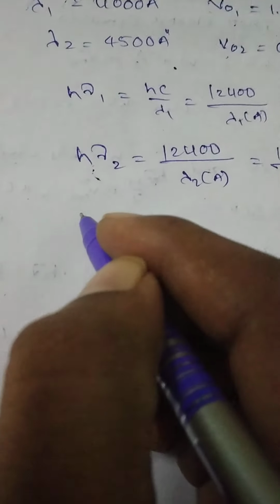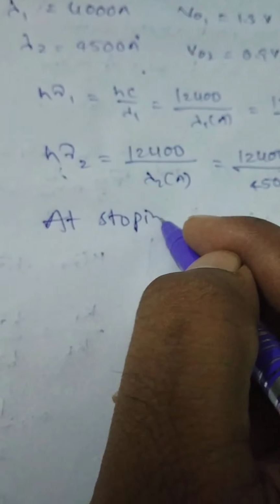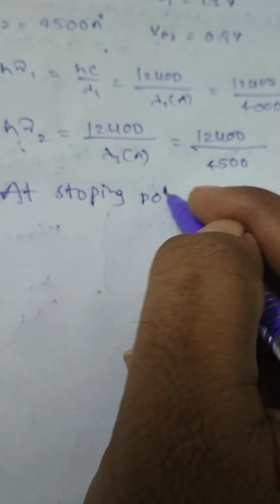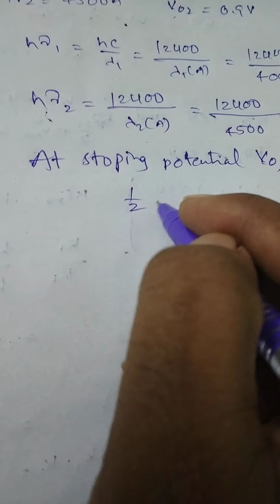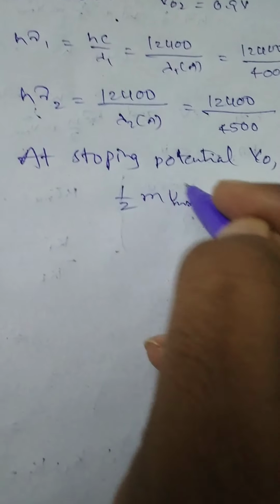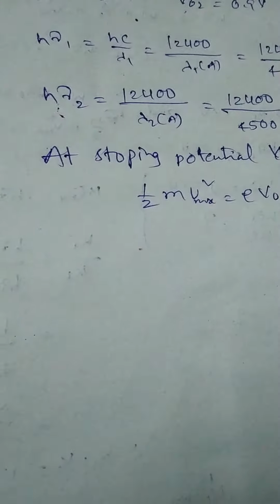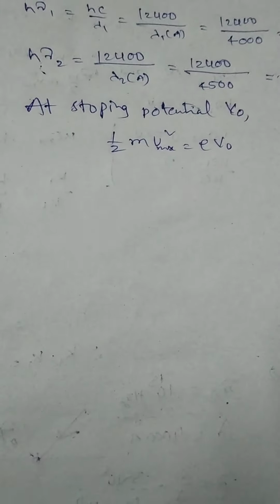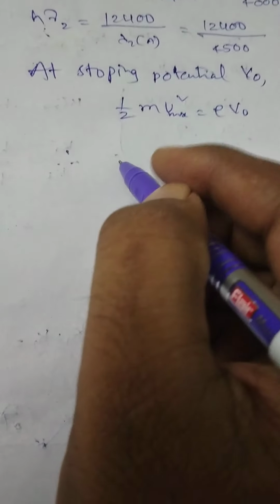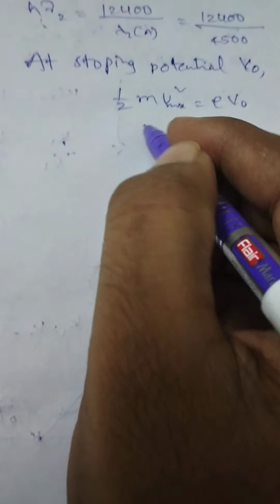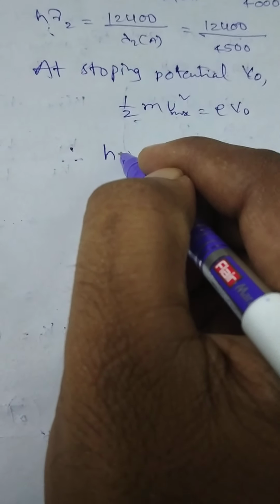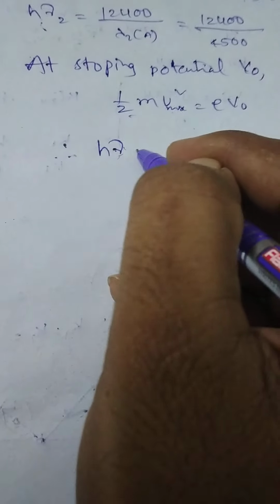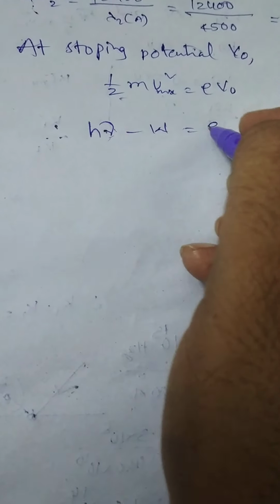Again, at stopping potential V0, half m V maximum square is equal to eV0. From Einstein photoelectric equation, half m V maximum square is equal to h nu minus w, which is equal to eV0.